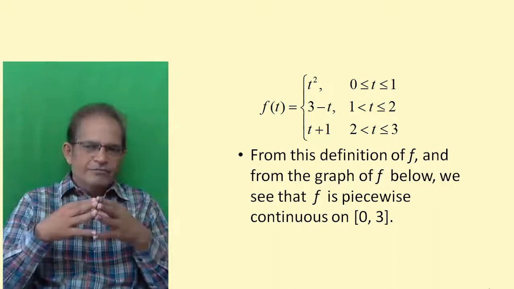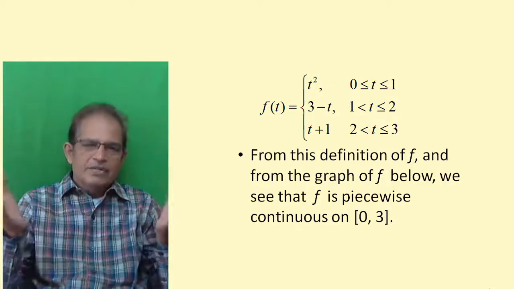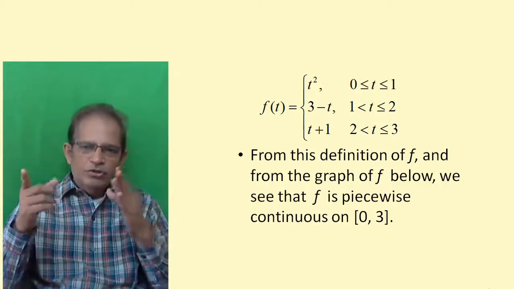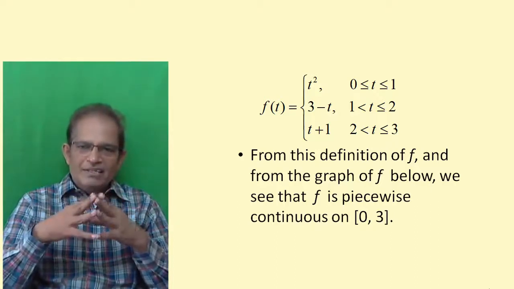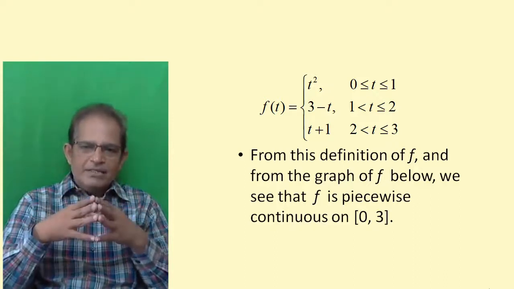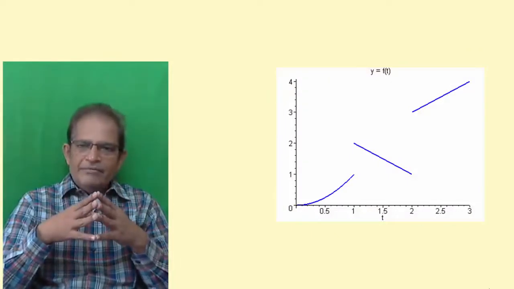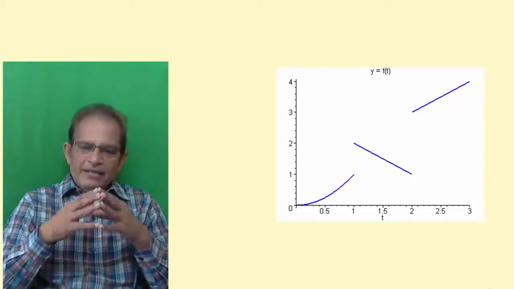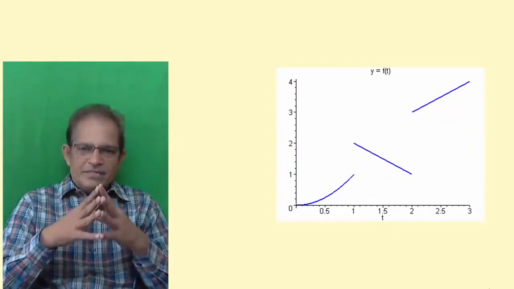From this definition of f and from the graph of f below, we see that f is a piecewise continuous function on the closed interval 0, 3. Because 0, 1 is one subinterval, 1 to 2 another subinterval, 2 to 3 another subinterval. So the complete interval is closed interval 0 to 3. So that function diagrammatically, if you draw the graph, this is what you observe. So every curve, along the curve it is continuous, piecewise continuous.